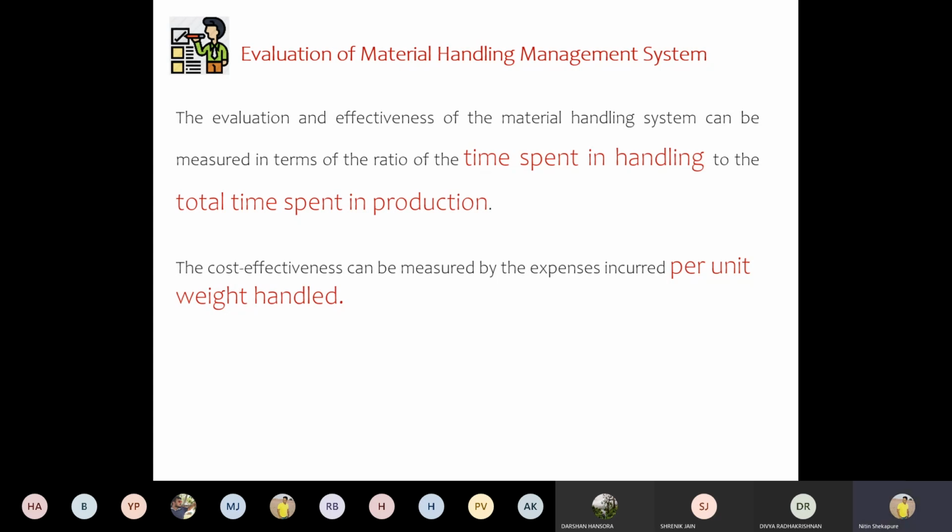But if you want to send that semi-finished workpiece to the next machine, and you fail to send it to the next machine, there will be a delay in the production time. That delay will be just because of the time spent in handling. Getting it or not?